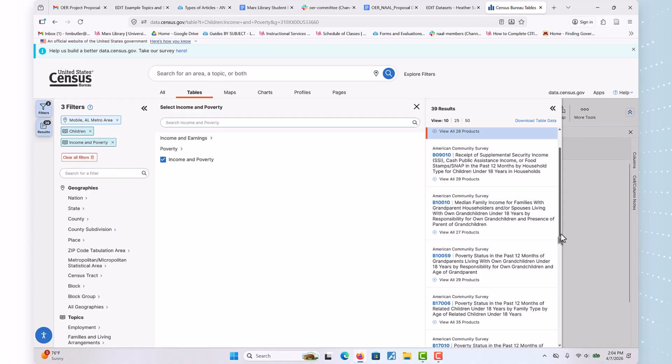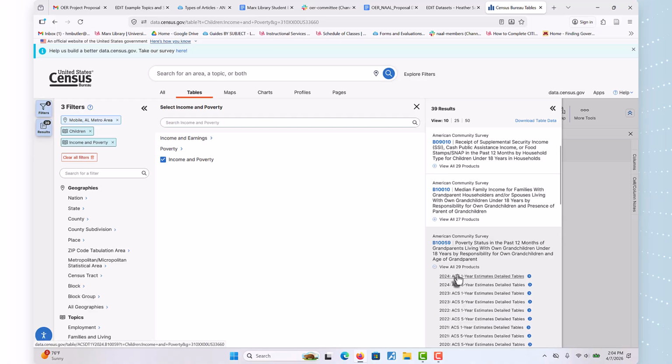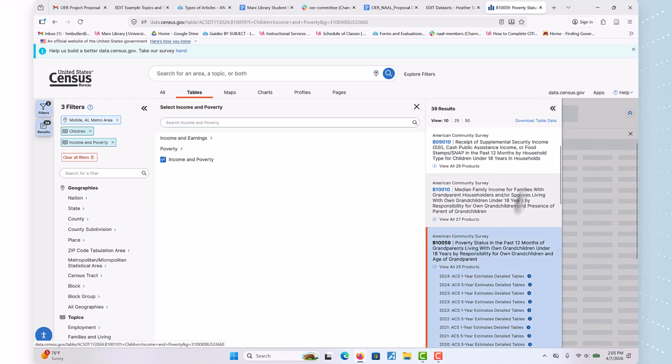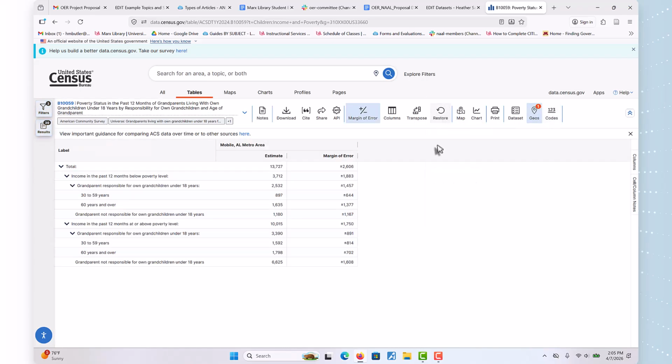All right, let's look at this one where it's talking about poverty status of grandparents living with their grandchildren, like raising their grandchildren. So we can look at information from 2024. As you can probably tell, not all of these come from the big 10-year census. The Census Bureau does a lot of different surveys. And we can see this information. So this is information collected together.